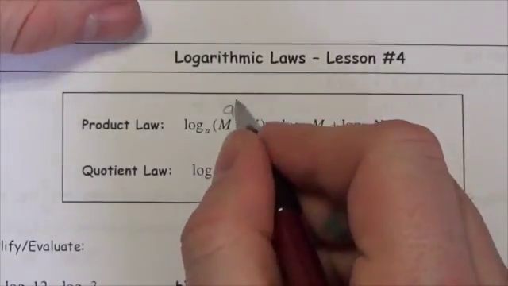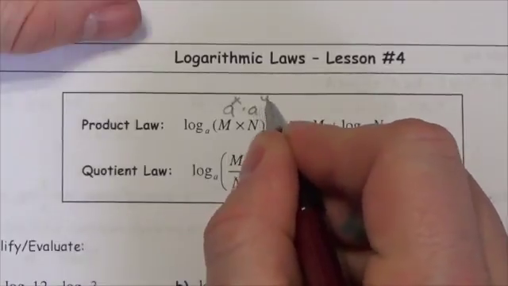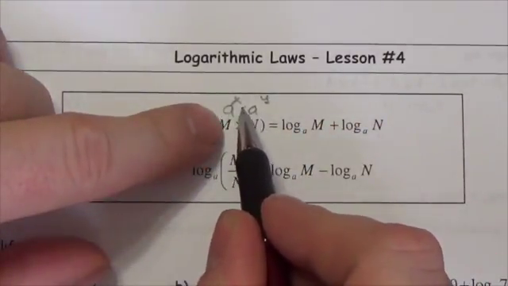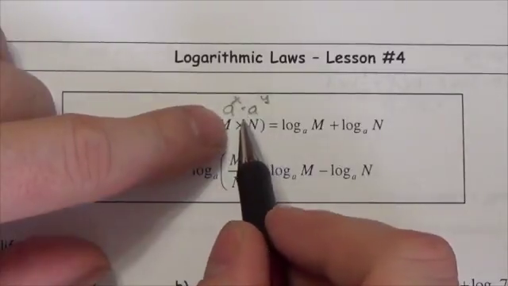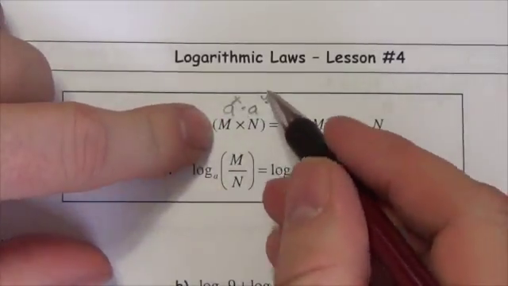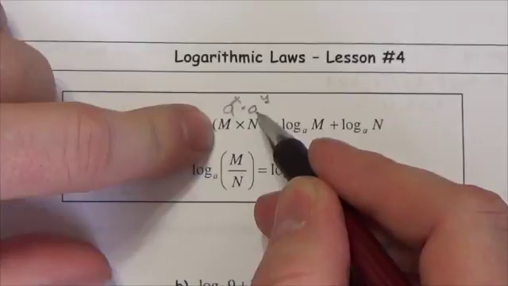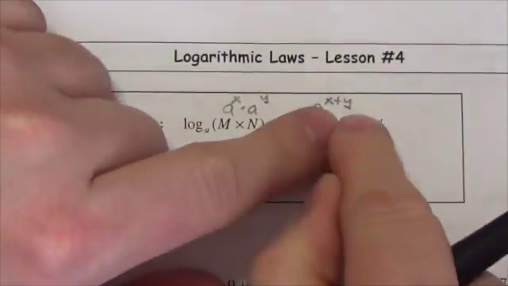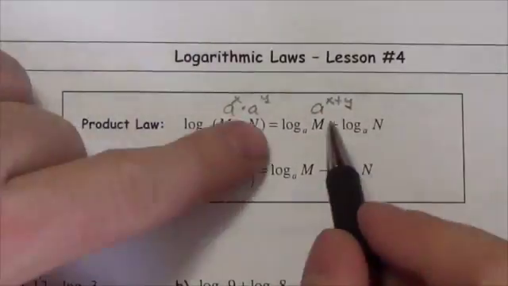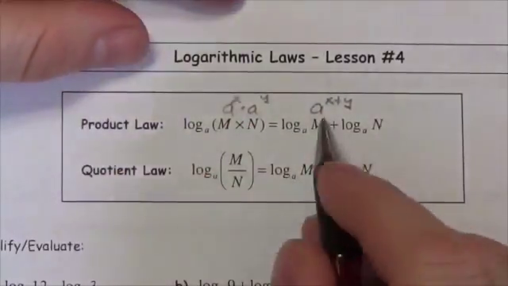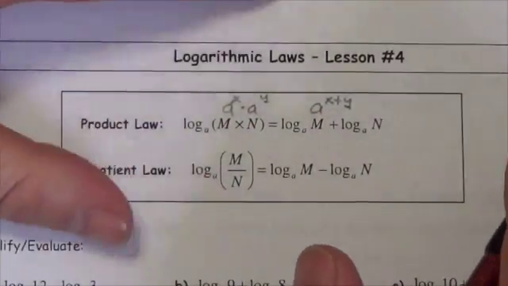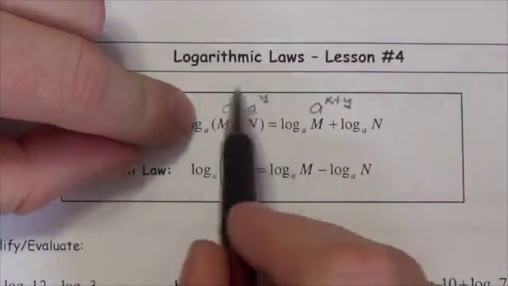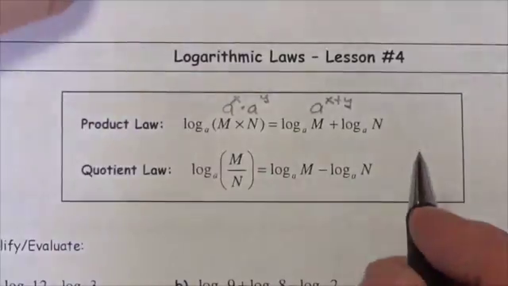The reason why that's true is, let's say that you had, for example, a to the x times a to the y. When you have a product of two powers and you multiply them together, the overall exponent is going to be the sum of the two individual exponents. This is that same law. Because remember, a logarithm is an exponent, so the overall exponent is going to be the sum of the individual exponents.